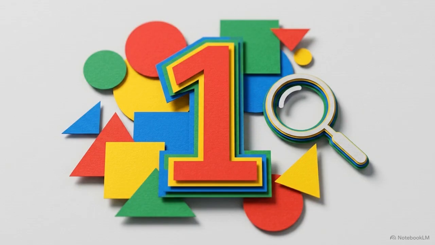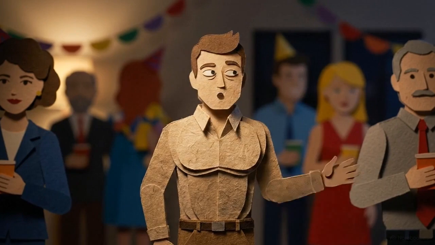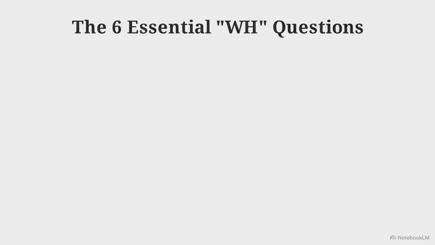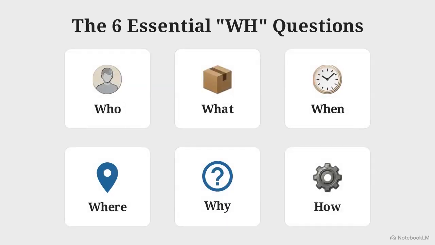Step 1 is gathering the facts. Before you speak, you need to mentally verify that you aren't leaving out the context your listener needs to understand the scene. You do this by quickly checking the 6 essential WH questions: who, what, when, where, why, and how.